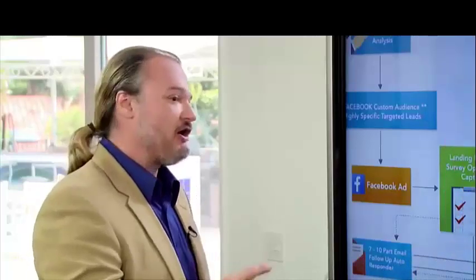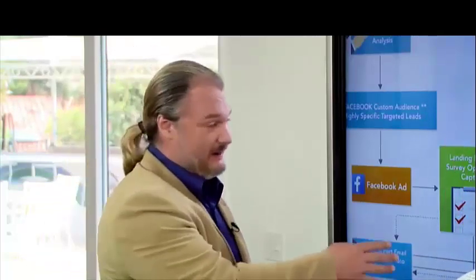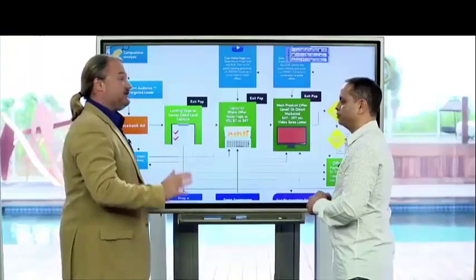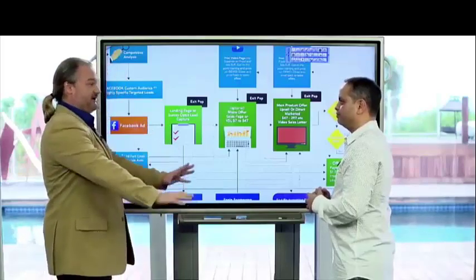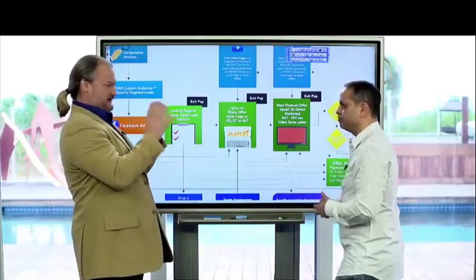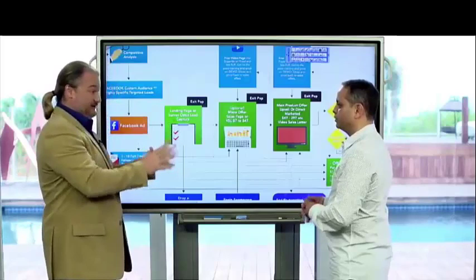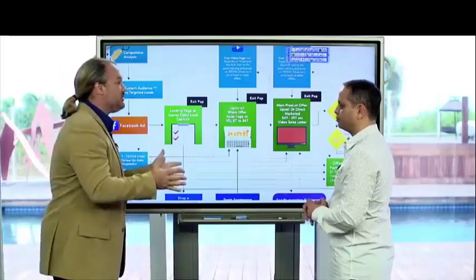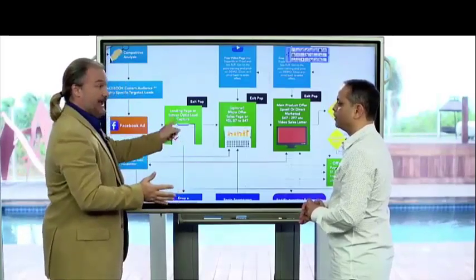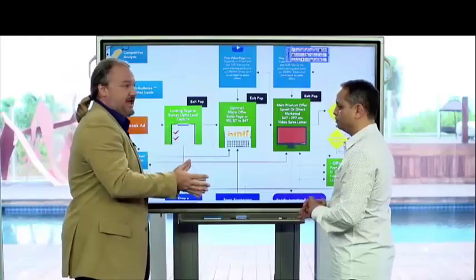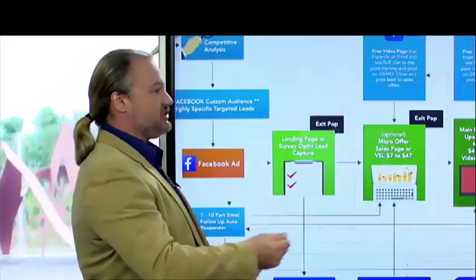Let me talk about the thing that people do wrong the most. Even if all cylinders are firing and we have the completely perfect person, the person who was made to purchase our product, we're still going to lose maybe 50% on a capture page like this. Or half of our potential customers are going to go elsewhere.